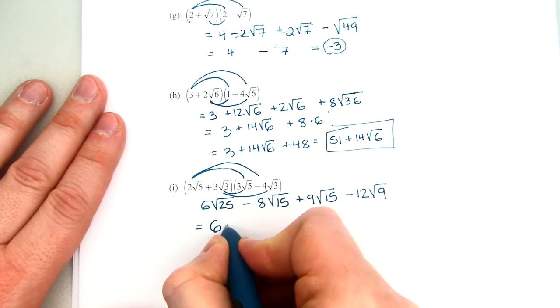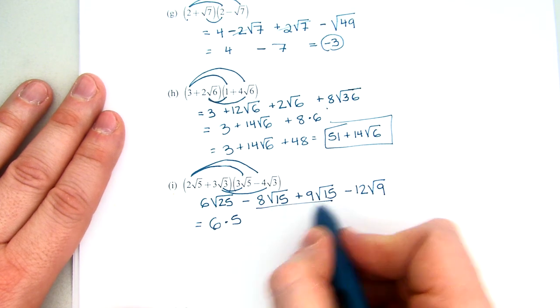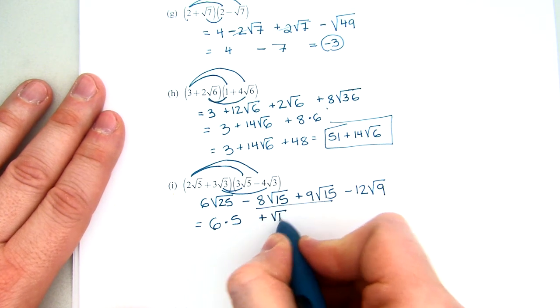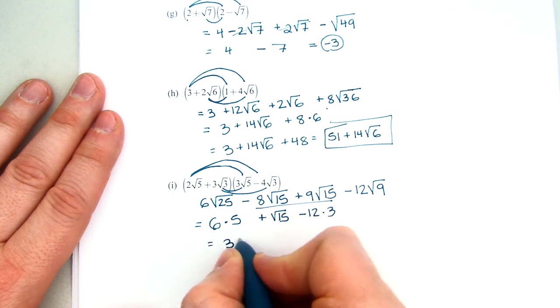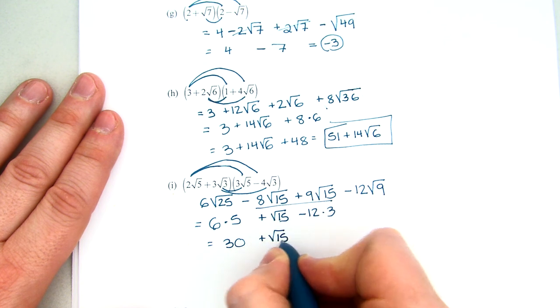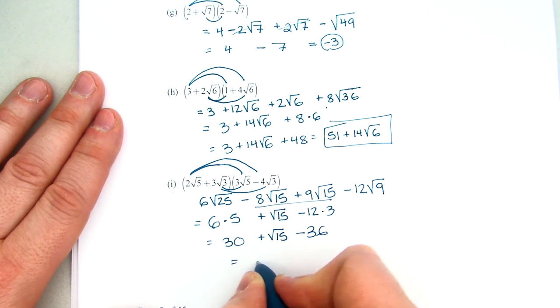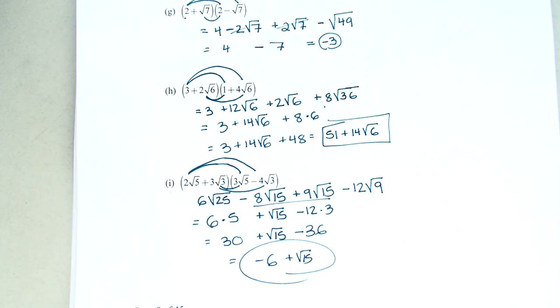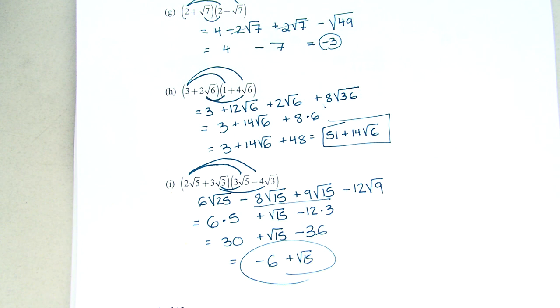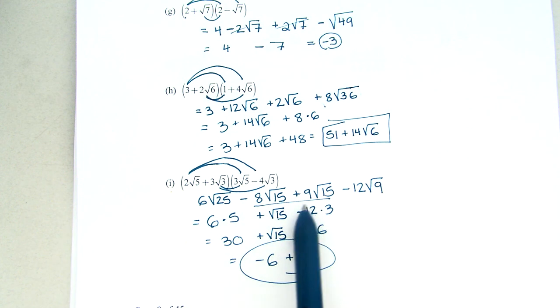So I think this is 6 times 5. I think we can combine those and get plus 1 root 15. I think at the end minus 12 times 3, so 30 plus root 15 minus 36. Maybe negative 6 plus root 15 for an answer here. Meredith. Why is it not minus root 15? Because negative 8 plus 9 will give you a positive 1 over there. Oh, okay. Negative 8 plus 9, that's positive 1.